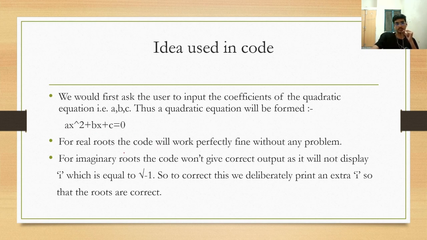So there's a problem actually. For real roots, the code would work perfectly fine because the roots are real. But for imaginary roots, C++ cannot by itself give the term iota. It is called iota, which is equal to root minus 1, which I told you. So C++ in itself is not able to write the term iota or the imaginary roots completely. So we would be introducing it separately, like we would be printing an extra i, so that the roots are correct. I would be explaining this, so don't worry.